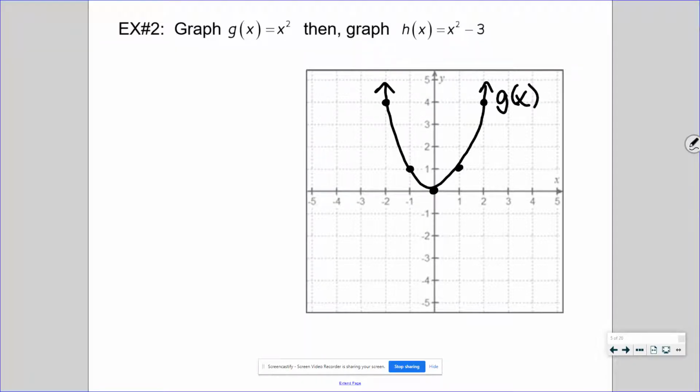And we're going to shift that graph down 3 spaces. I know it's down 3 because there's a minus after the x squared, which means it's a vertical movement. So down 3 spaces for each of these points. When I do this, by the way, I like to just move one point at a time, move each one down 3, and then draw the graph. There you have it, and this one's called h of x.